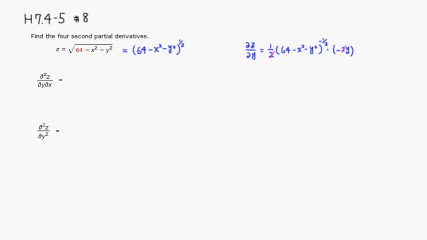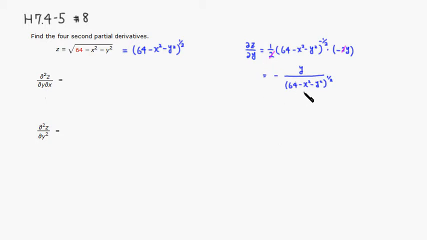Right? Then if you clean it up, the 2 on top and the 2 on the bottom cancel out. Then we can probably write it as, there's a negative sign here, so I put the negative sign in front, and y sits on top. Right, and this guy is going to sit on the bottom because it's a negative power. So you have quantity 64 minus x squared minus y squared raised to the 1/2 power. Right, so this is the first partial with respect to y.